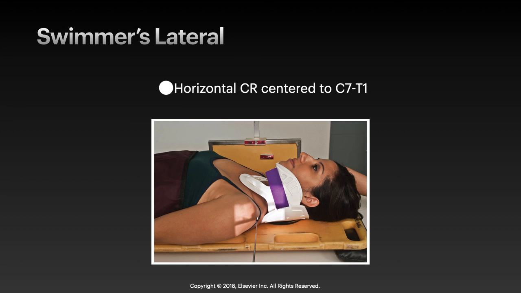Swimmer's lateral for the C-spine. Horizontal CR centered at C7 to T1. You're going to raise up the right arm to get that shoulder out of the way.